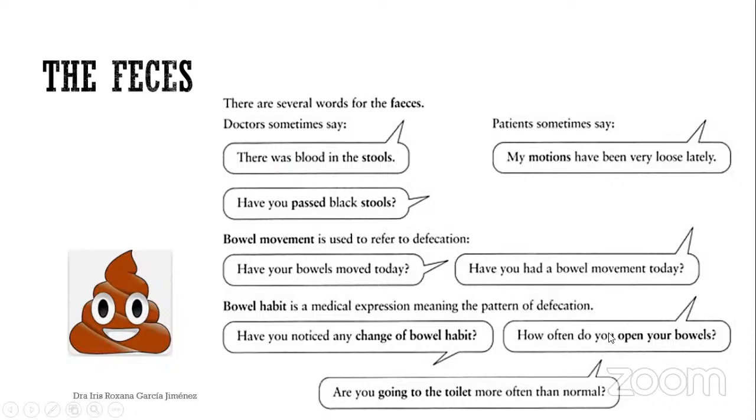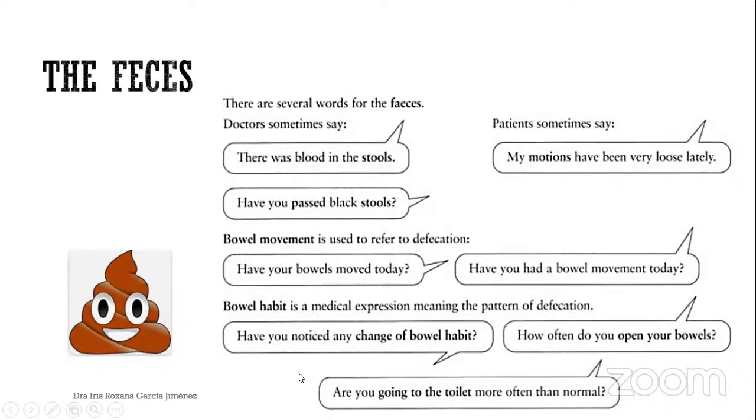How often do you open your bowels? When we say open your bowels, it's the same. How often do you pass your stools? Or are you going to the toilet more often than normal? Going to the toilet is the same as open your bowels, or the same as bowel habit.